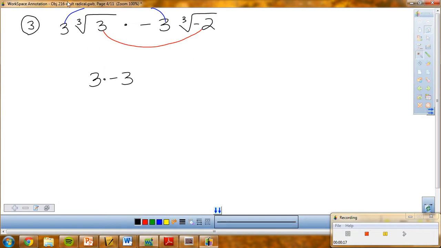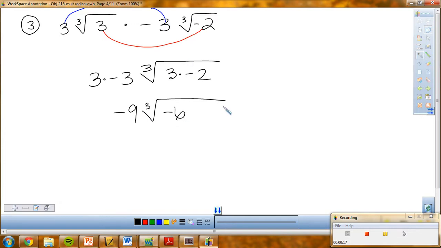And again, I have a third root, so I really want to make sure that I'm not forgetting my index. And then I have 3 times negative 2. 3 times negative 3 is negative 9. The third root of 3 times negative 2 is negative 6. And because it is an odd root, it's okay for us to have a negative inside, and that is our simplified product.